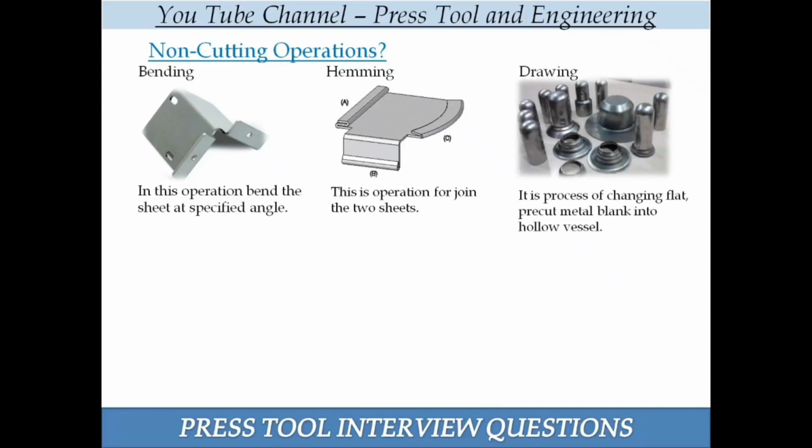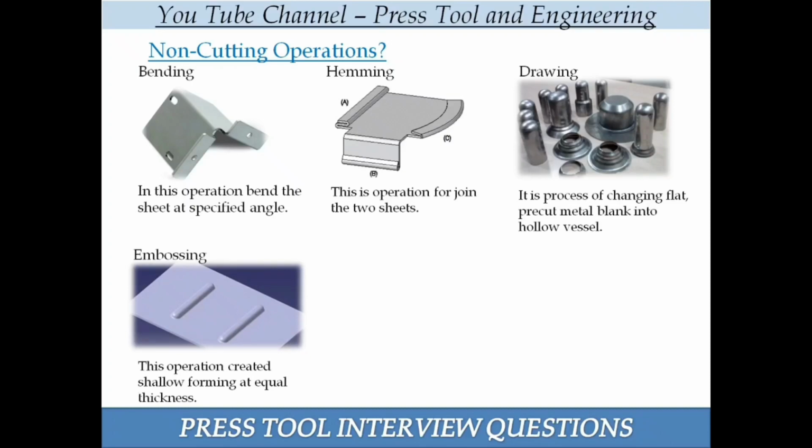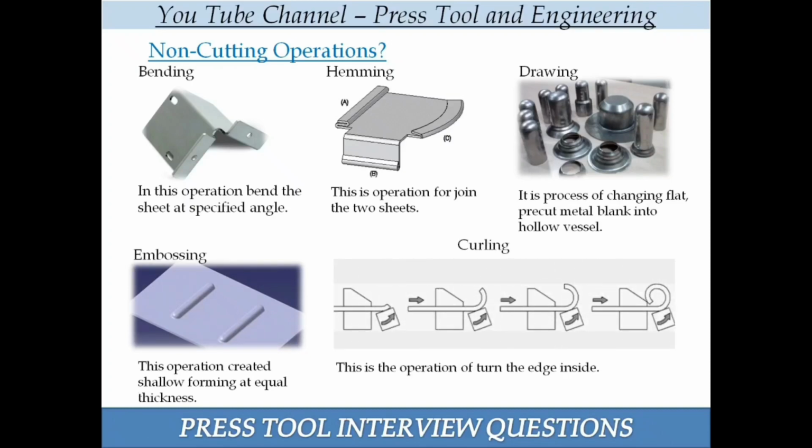Drawing. It is a process of changing a flat sheet into a hollow or vessel shape, called drawing. Embossing. This operation creates shallow forming at equal thickness, called embossing. Curling. This operation turns the edge inside, called curling. The figure is shown step by step, this part to be curled.